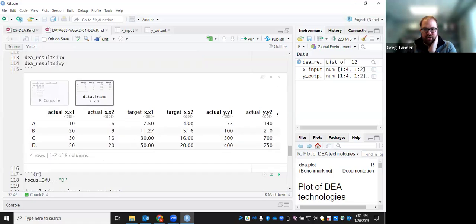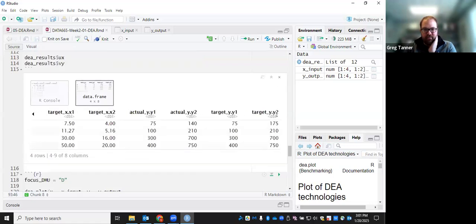And then here we can see the actuals and the targets. I will point out in this case, we do see that the actual for A is 75 and 140 for its two outputs. The target for A has some slack in it, okay? And so target Y1 is 75, which matches the actual Y1, but the target Y2 is 175, and there was no combination of the efficient DMUs that could perfectly combine to give you 75 and 140.